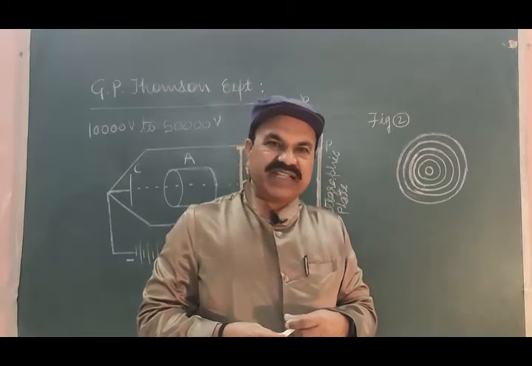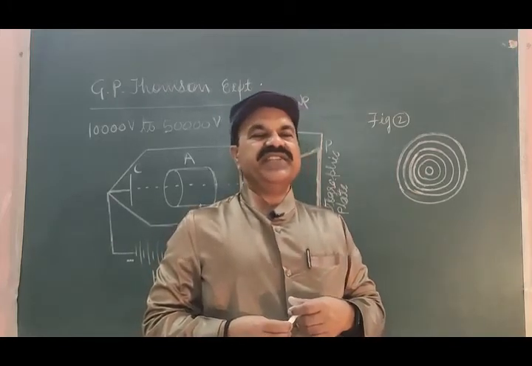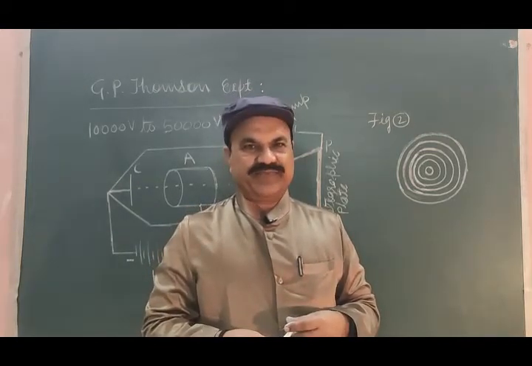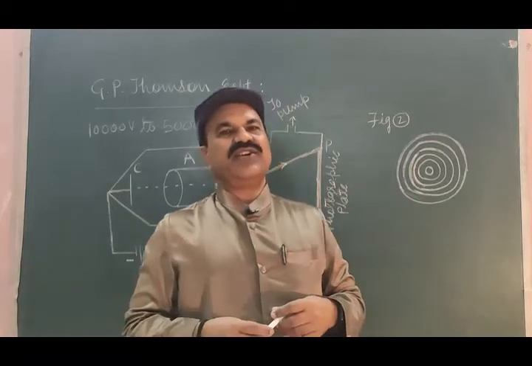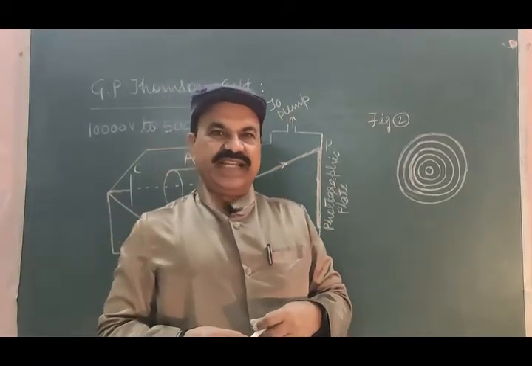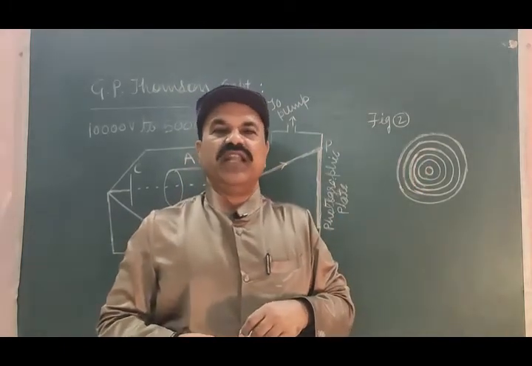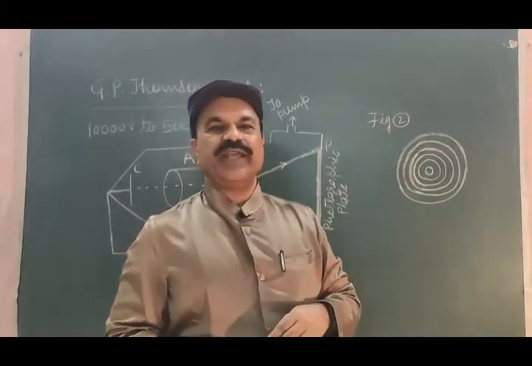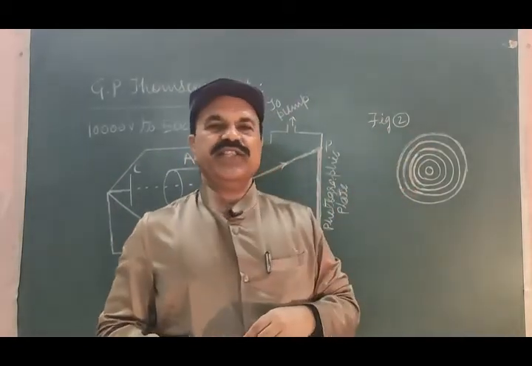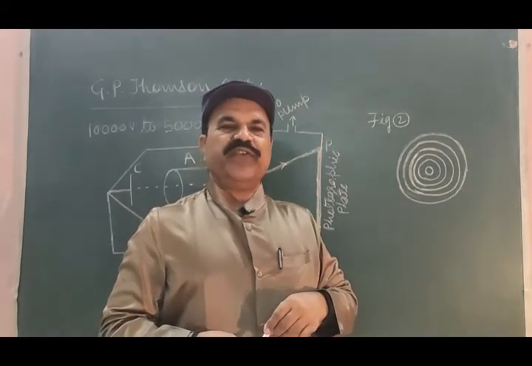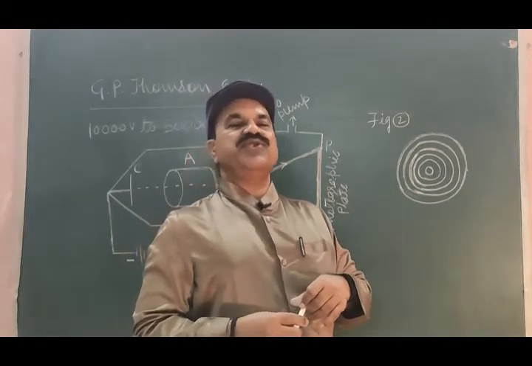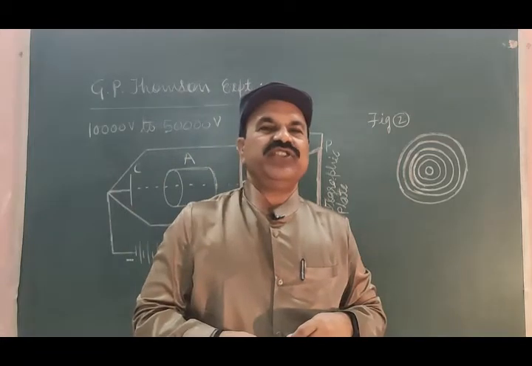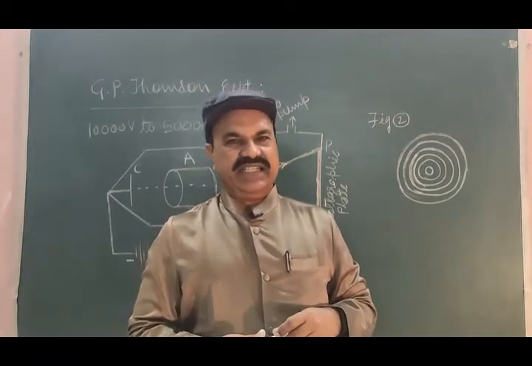The fluorescent materials are coated inside the screen of a CRO or your TVs, because these energetic electrons can cause fluorescence, and this effect will be visual. There is no need to develop the photographic plate to observe this diffraction pattern. The diffraction pattern may be directly observed on the screen here if it is coated inside with a fluorescent material.